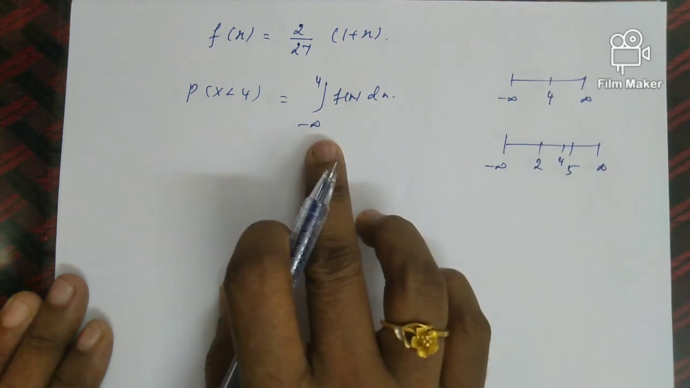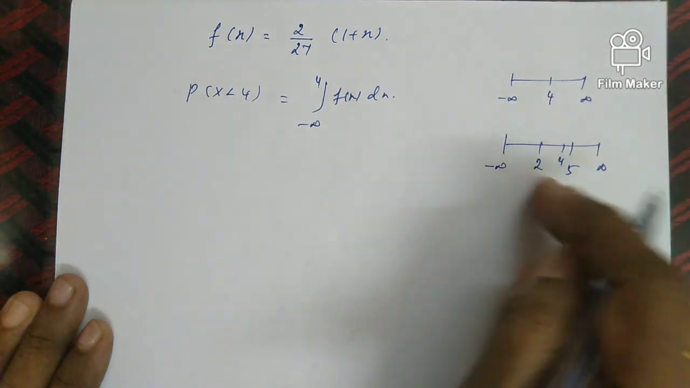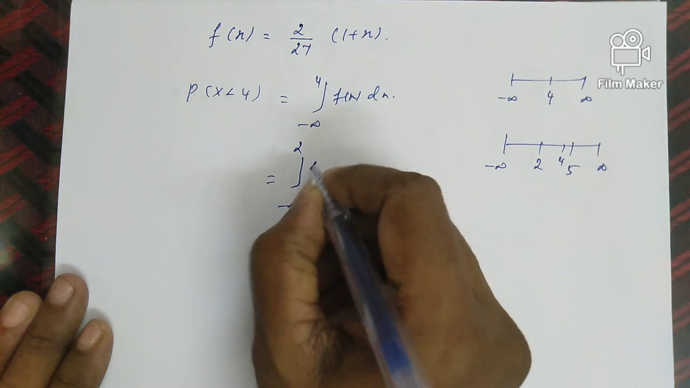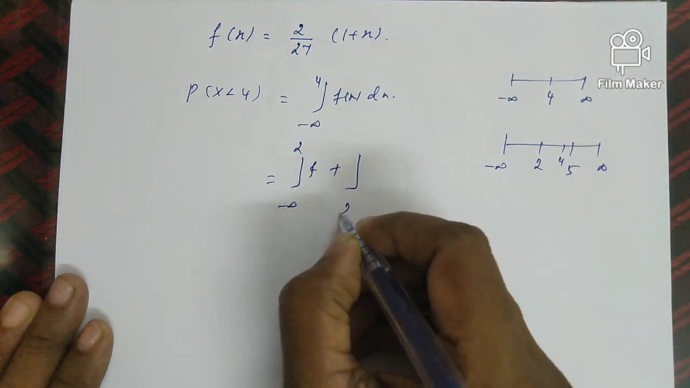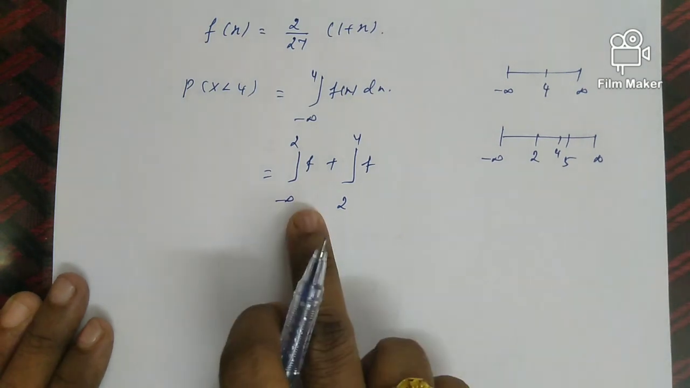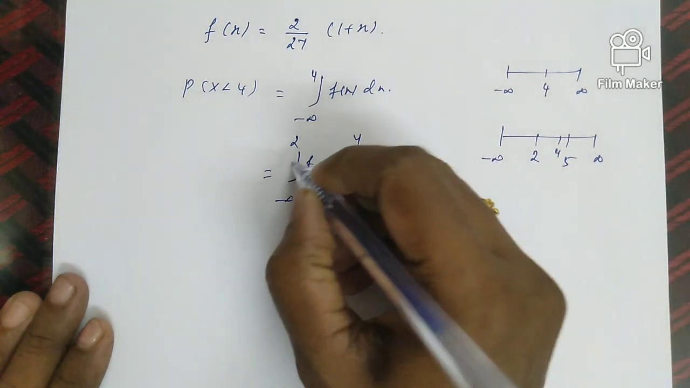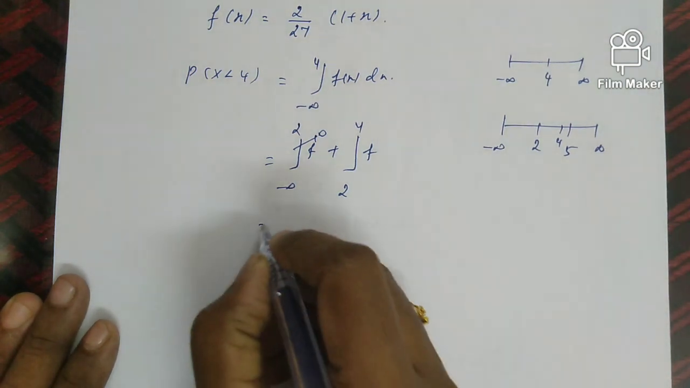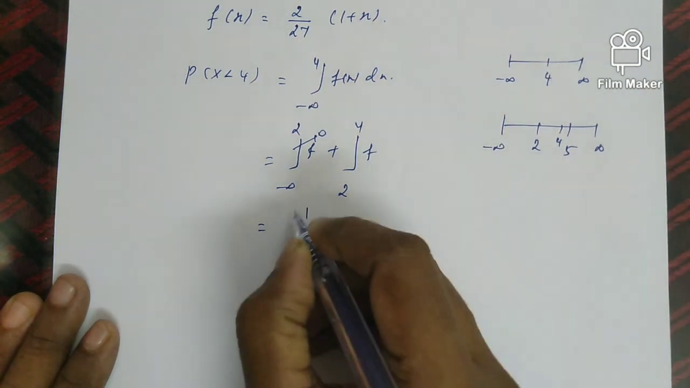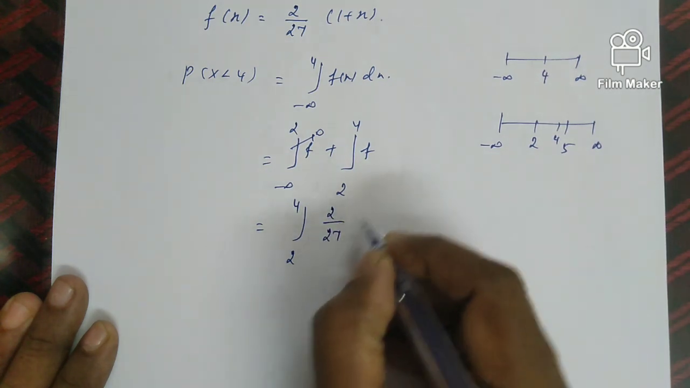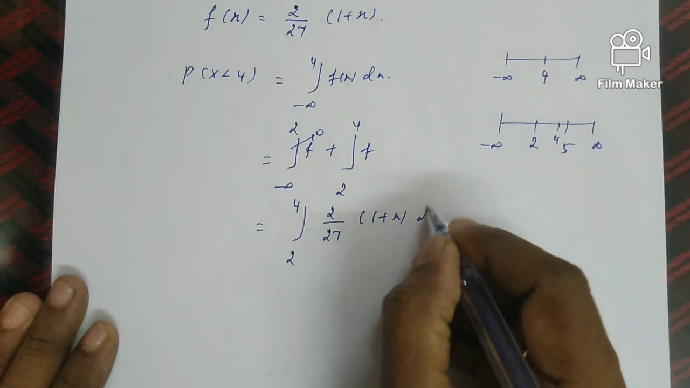So this can be split as minus infinity to 2 plus 2 to 4. Okay, is it clear? So in the first integral the value is 0. Okay, only in the interval 2 to 4 we have the f of x value. So only 2 to 4. F of x is 2 by 27 into 1 plus x dx.